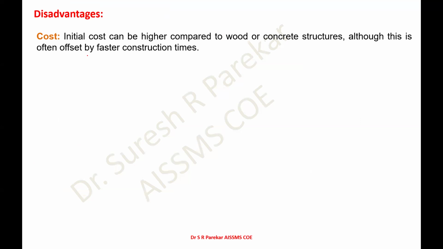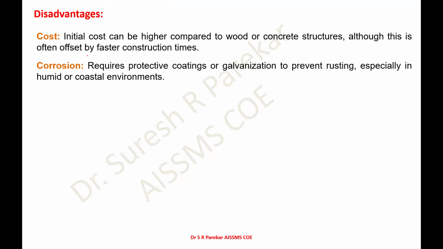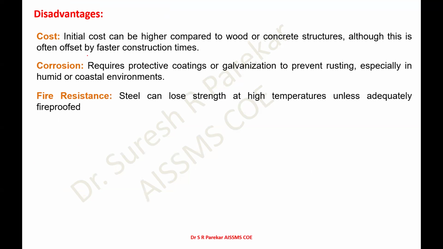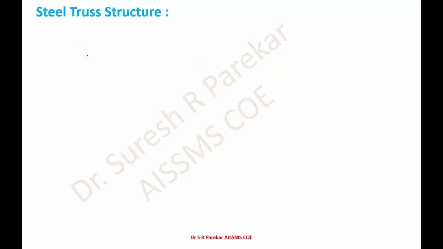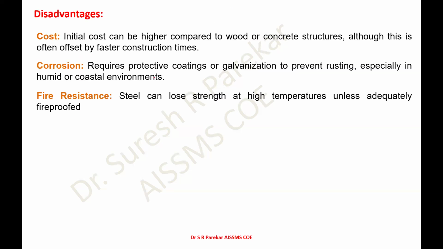Then disadvantages, we already mentioned: initial cost is high. Corrosion: if we do not take any prior precautions, then we can have rusting of these steel components. Fire resistance, already mentioned, it can lose strength at high temperature. These are generally the points, and I will show pictures of these types in the class.